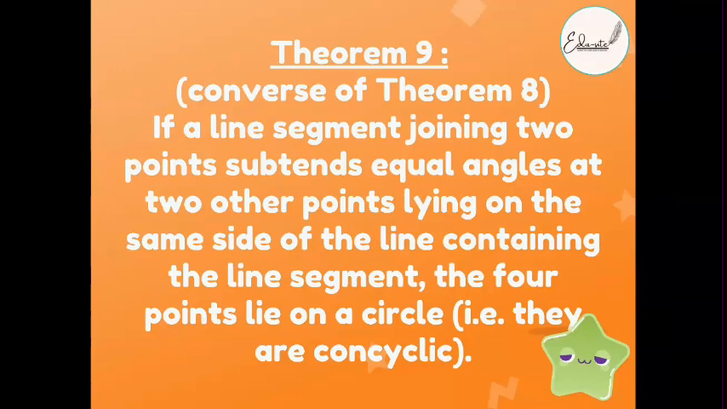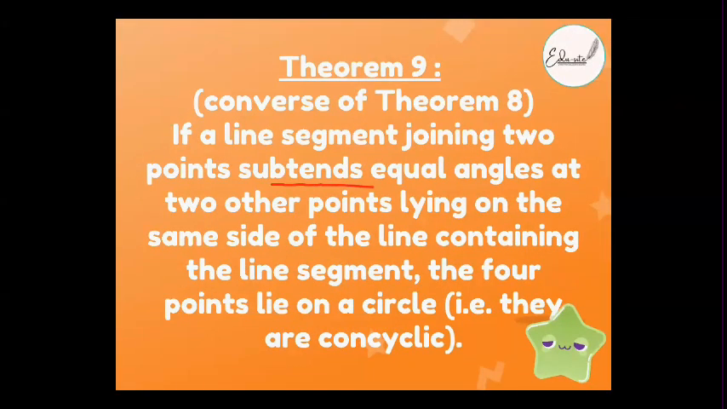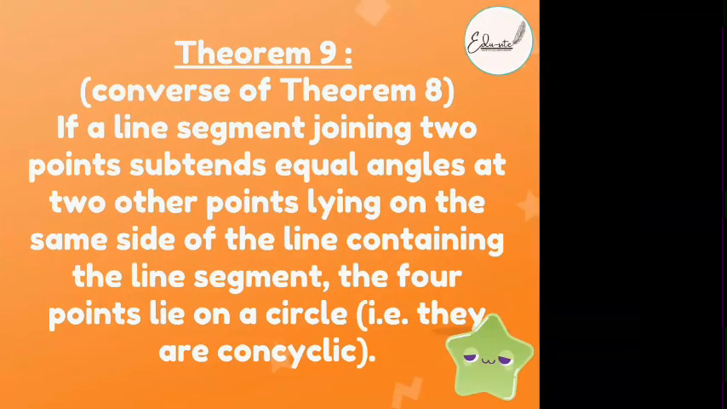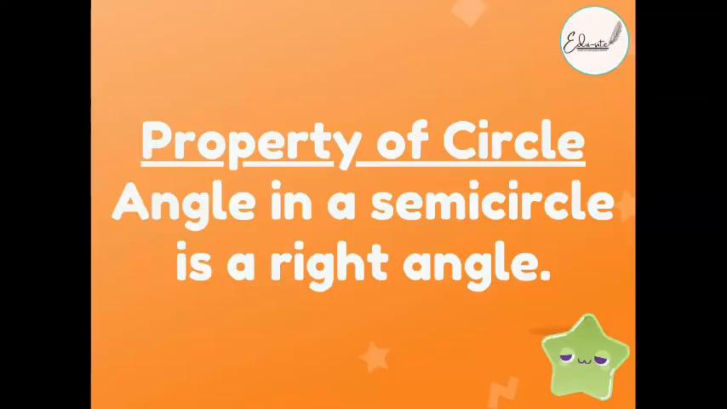It states that if a line segment subtends equal angles at two other points lying on the same side of the line containing the line segment, then the four points lie on the circle, they are concyclic, okay? They are not collinear, they are concyclic. All the points lie on the same circle. So that was theorem number 9, theorem number 8, 9. And there is some property of a circle that angle in a semicircle is a right angle, okay? We already know that.